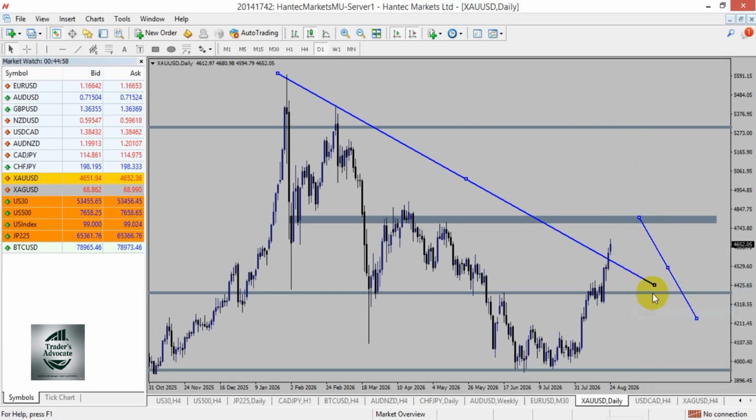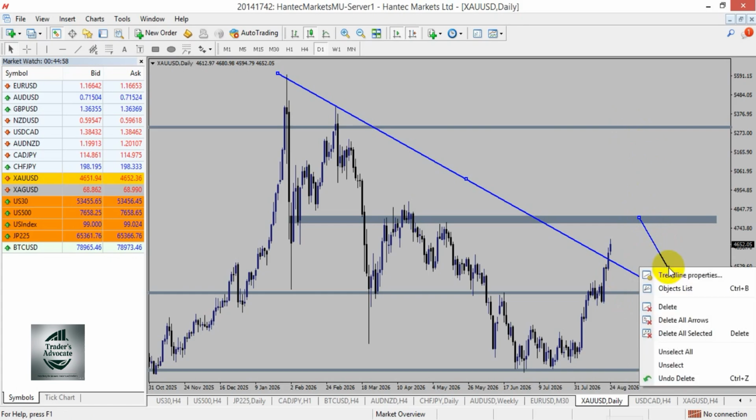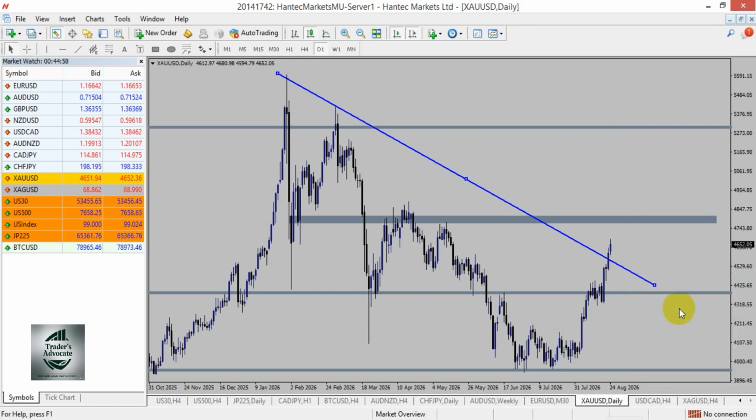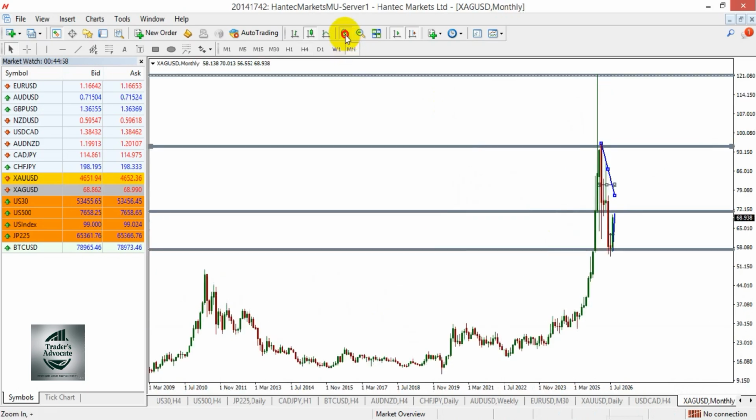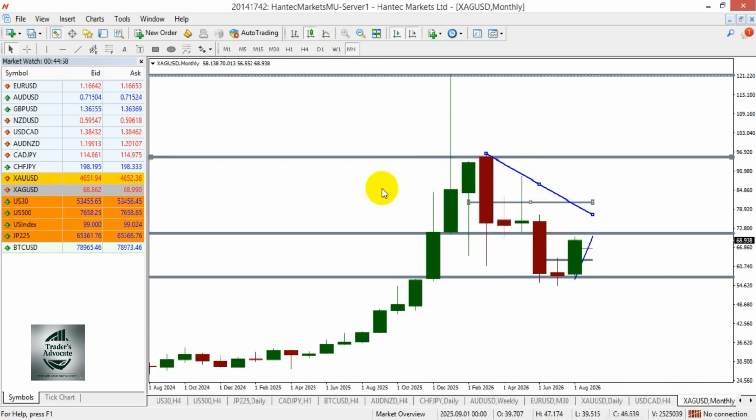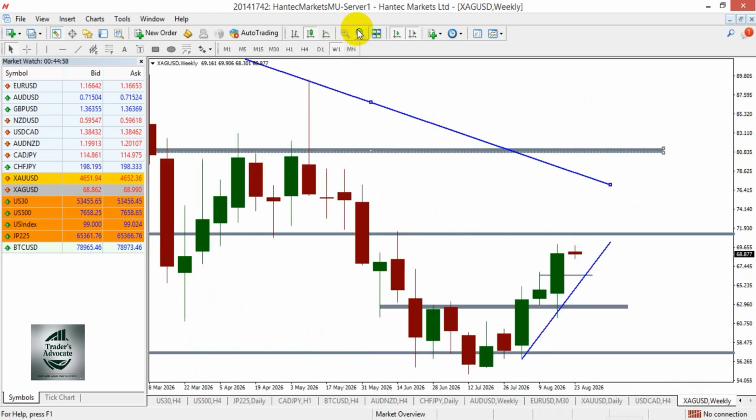Let's look at something different from gold. Let's look at the sister of gold, which is silver. Let's look at silver. All right. So silver, pardon me, let me clean up this chart so we get to understand what I'm looking at.